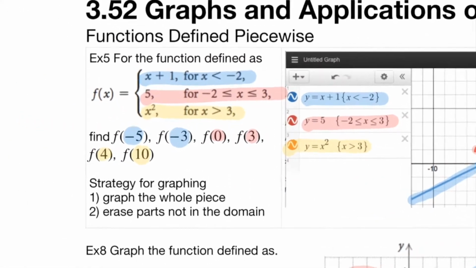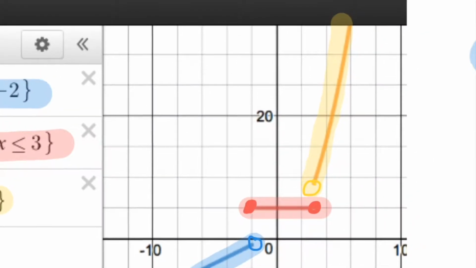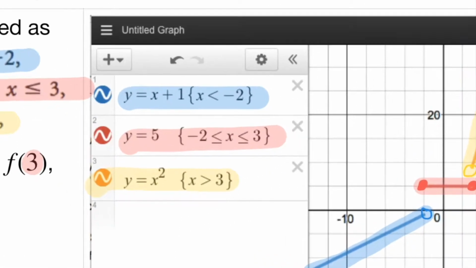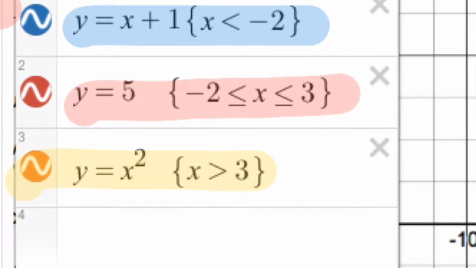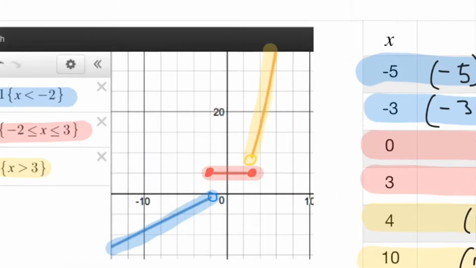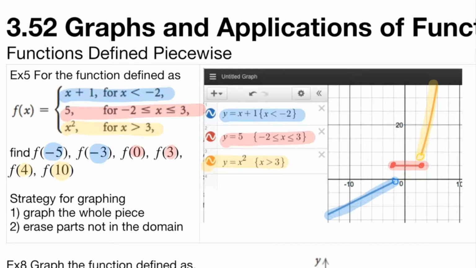And if you were graphing this by hand, here you'd have y equals x squared. You could graph the entire parabola as it goes all the way down here like this, and then erase the parts that you don't need. Notice that you're going to use this piece only when x is greater than 3. So here, all of the x values that are greater than 3 got kept, and everything else got erased. That's how you'd graph it by hand.